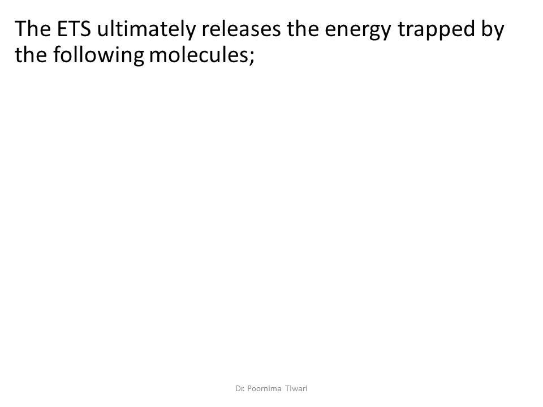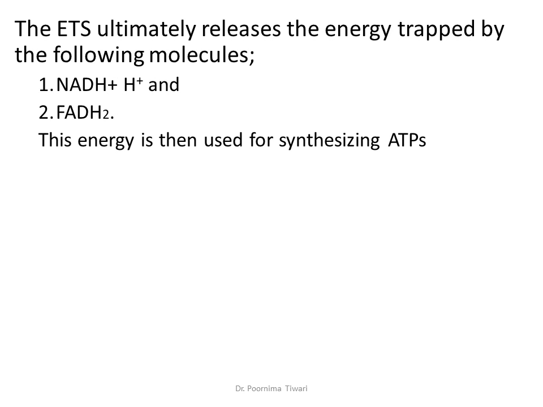In the previous parts of this lecture, we saw that the energy-rich substrates are oxidized via glycolysis followed by the Krebs cycle to finally release NADH and FADH2 and some ATP. The electron transport system, or electron transport chain, is the one that ultimately releases the energy that is trapped in the following molecules, that is NADH and FADH2. This energy is then utilized for synthesizing ATPs.